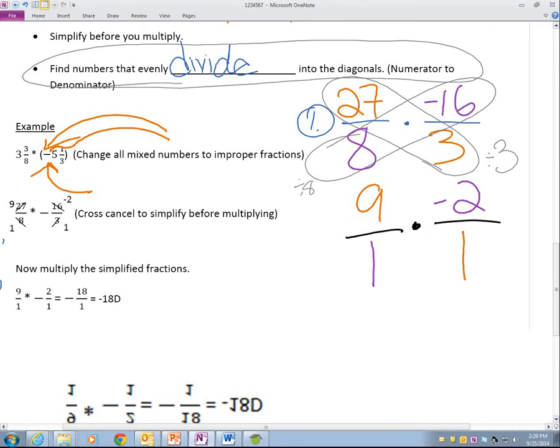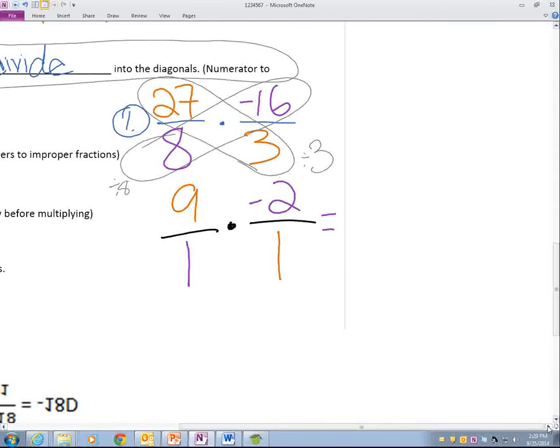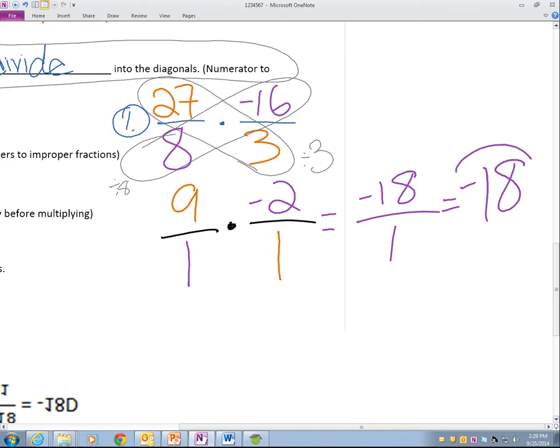So, what is 9 times negative 2? 9 times negative 2, Charlie? Thank you. Negative 18. What is 1 multiplied by 1? 1 times 1. Yeah. 1. What is negative 18 divided by 1? Here's your answer for that one.